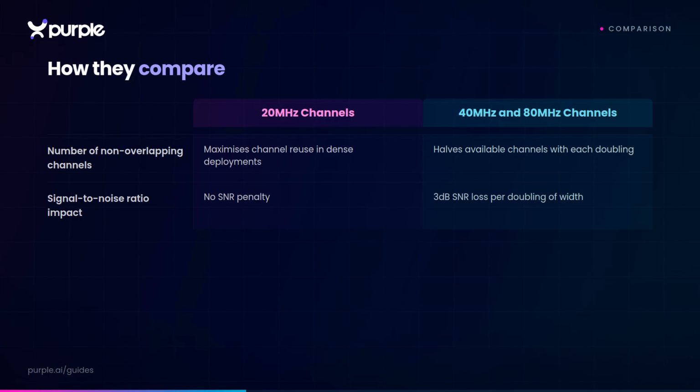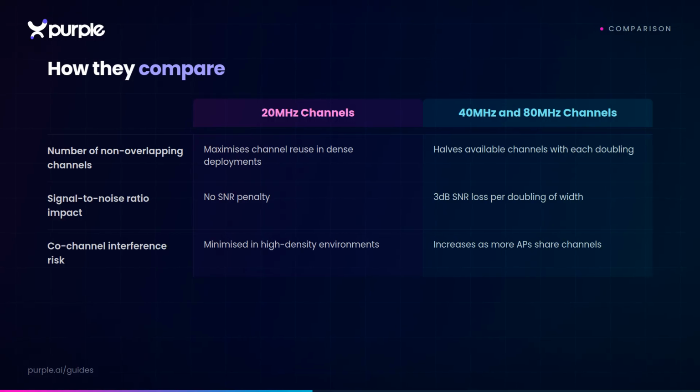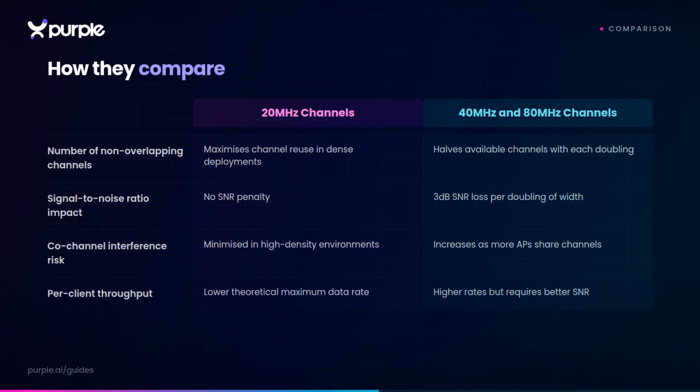In the 2.4 GHz band, there are only 3 non-overlapping 20 MHz channels. Using 40 MHz eliminates all non-overlapping channels and guarantees co-channel interference. In 5 GHz, 20 MHz maximizes channel reuse for dense deployments, 40 MHz balances throughput and capacity for offices, and 80 MHz suits only isolated low-density scenarios.